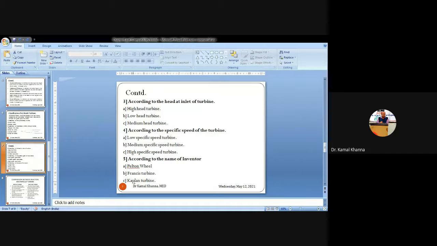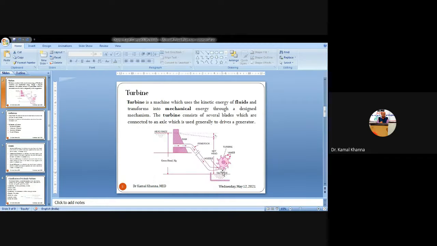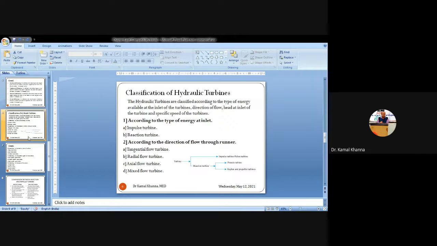These were the three scientists who invented these turbines. First one is the Pelton wheel turbine, second is the Francis turbine, and third is the Kaplan turbine. The Pelton wheel turbine is the impulse turbine, where we get only the kinetic energy at the inlet of the turbine. Whereas in the case of the reaction turbines, the Francis and Kaplan turbines, we get the sum of pressure energy as well as kinetic energy at the inlet of the turbine because we have not installed any nozzle at the outlet of the penstock.